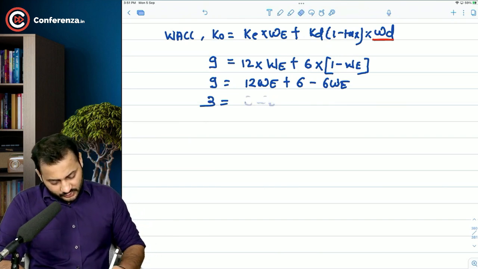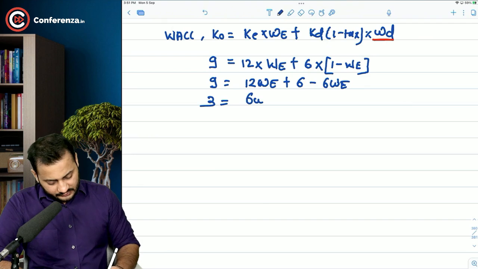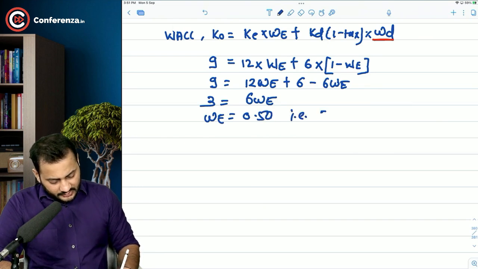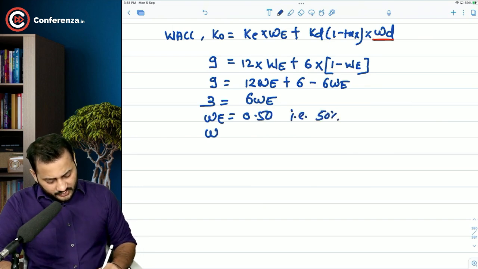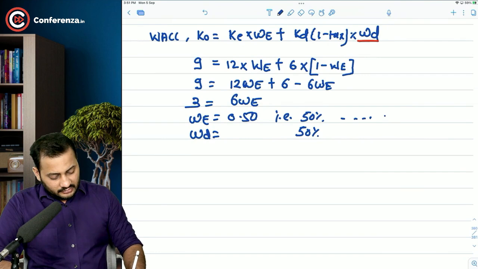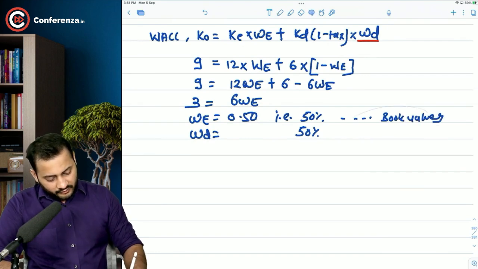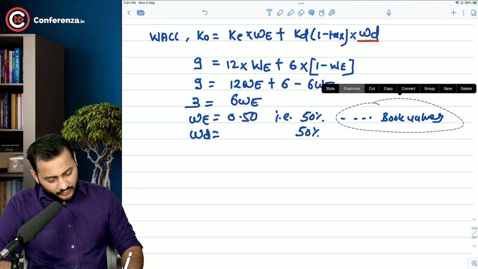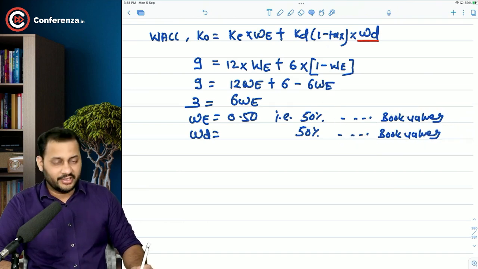12 minus 6 comes to 6, the weight of equity. The weight of equity will be 0.5, that is 50%. So what will be the weight of debt that we have used? That one also will be 50%. So these are the book values, right? What we have to do is use the market value weights.